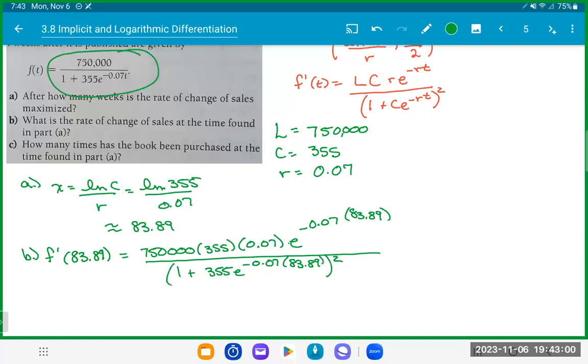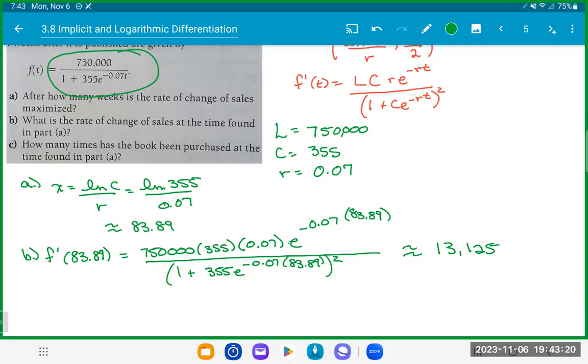Okay. So when we do that, using your calculator, of course, we get 13,125. So the rate of change at about 84 weeks is 13,125 books per week. Okay.